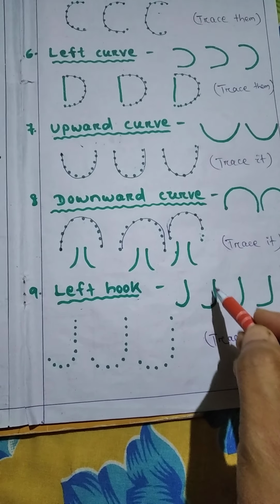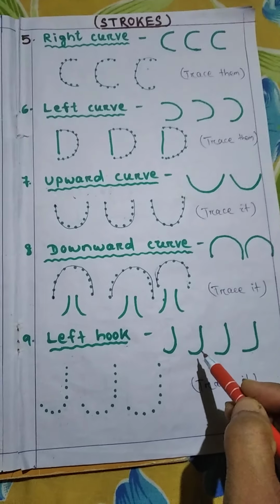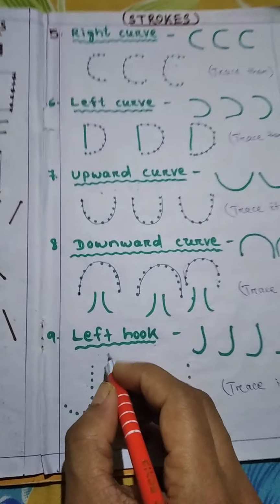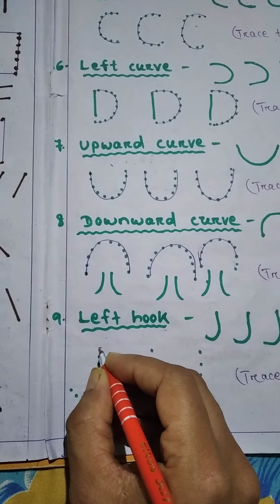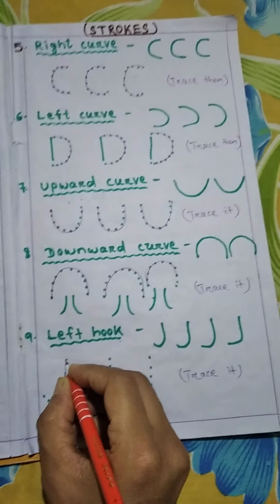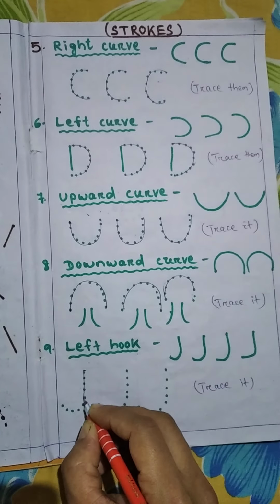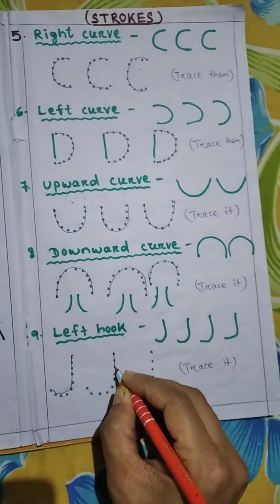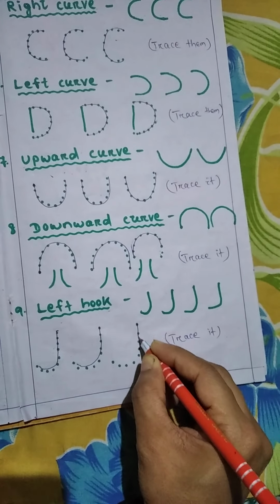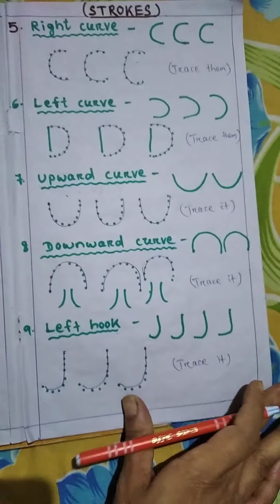Okay, when you write J you can find left hook. Okay, now you can trace on it and find the letter J and left hook. All these are left hooks.